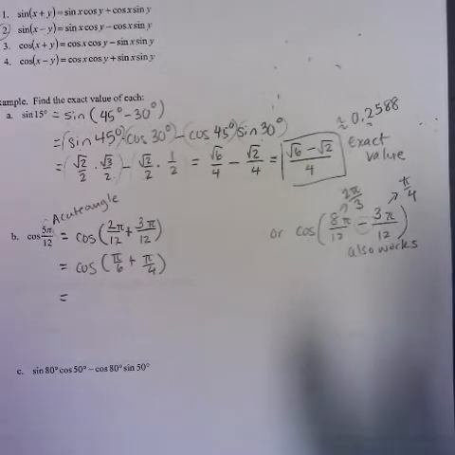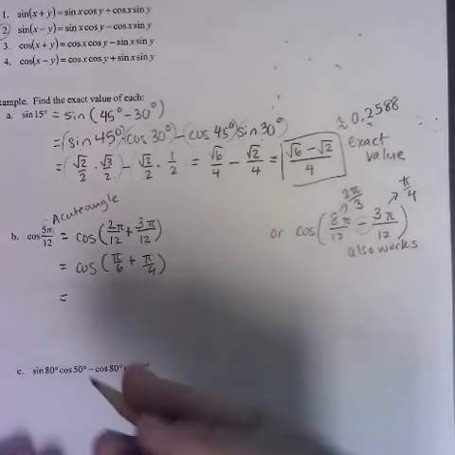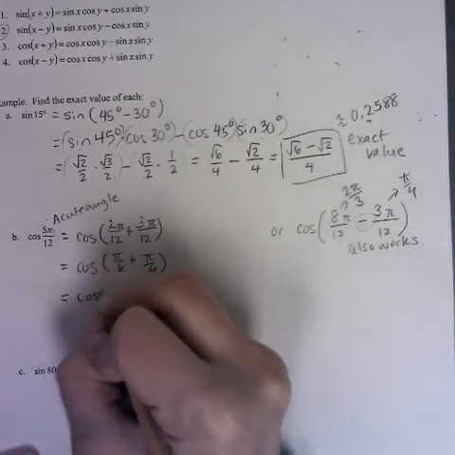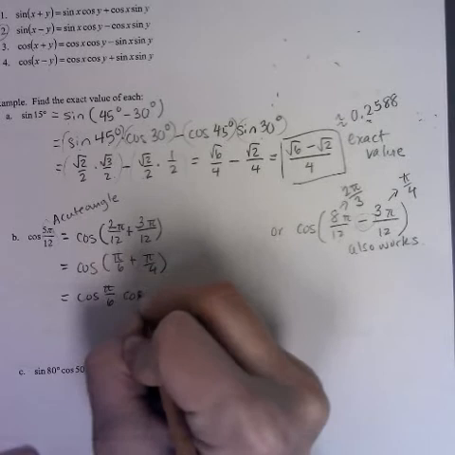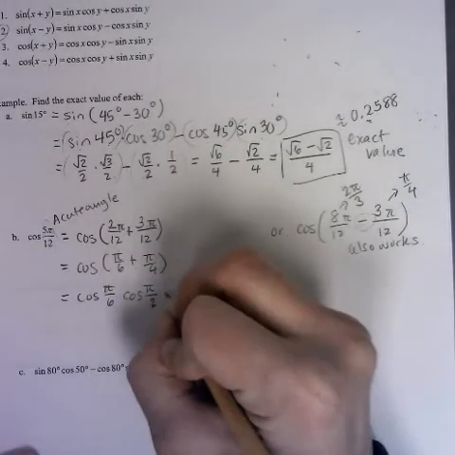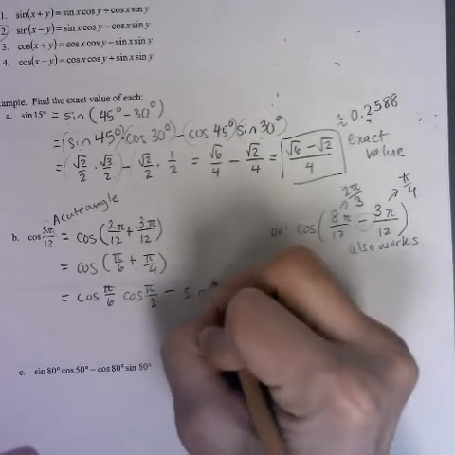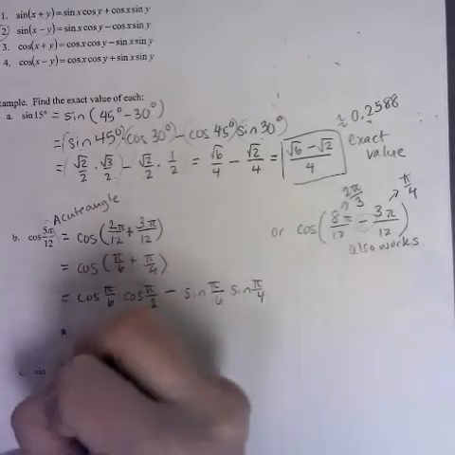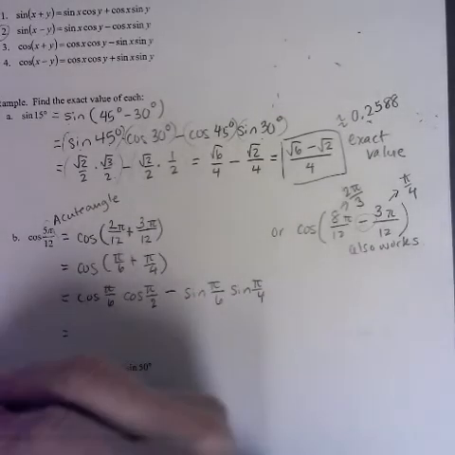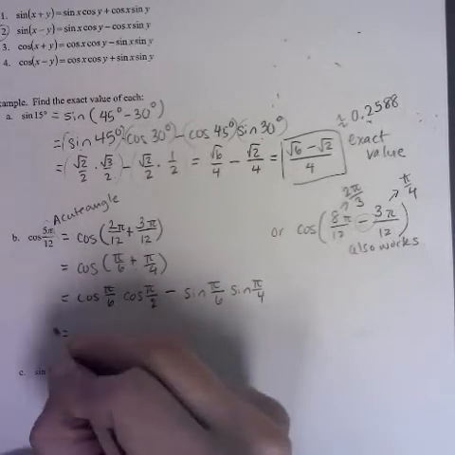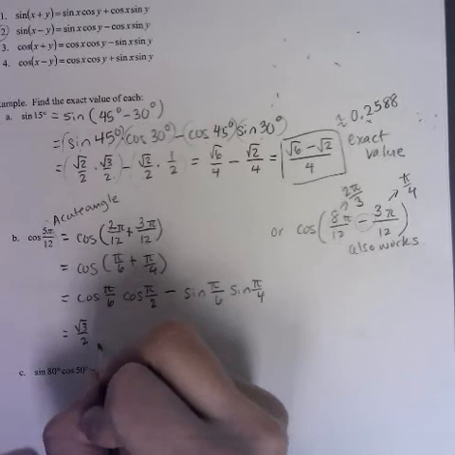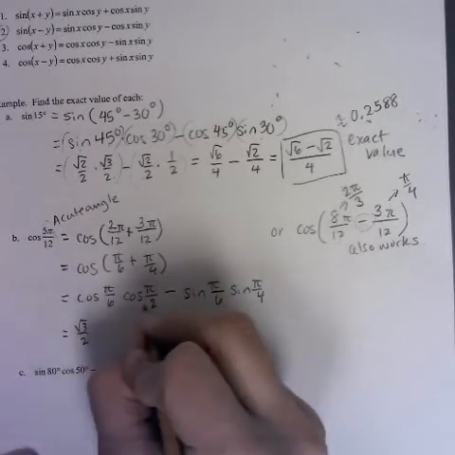Okay, back to what we were working on. So this is a sum for cosine. The cosine pattern is to take cosine of the first, cosine of the second, and then it becomes subtraction, sine of the first, sine of the second. Evaluate each of these. Cosine of pi over 6 is square root of 3 over 2. Cosine of pi over 2 is 0.